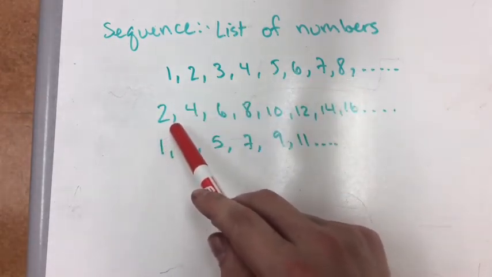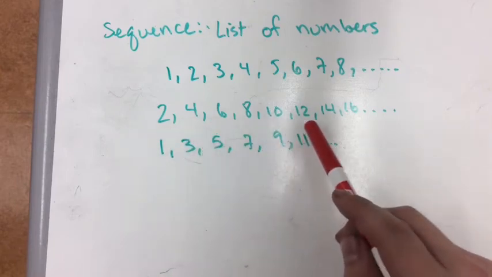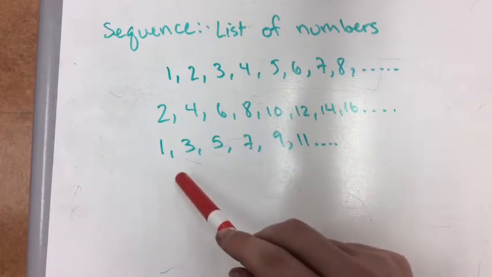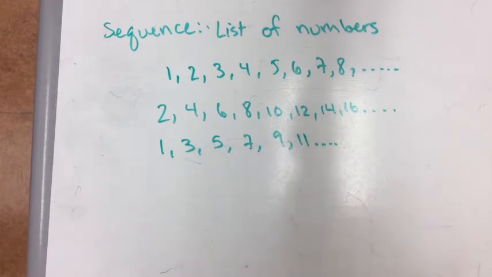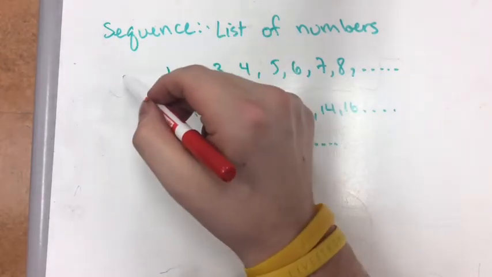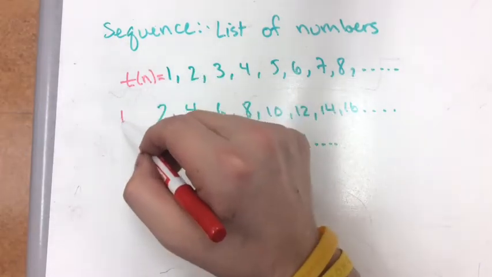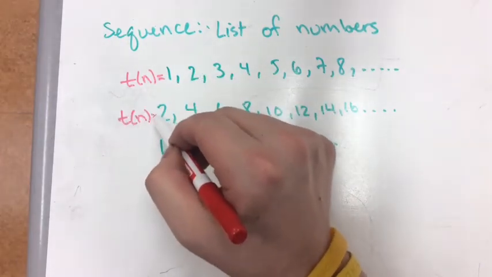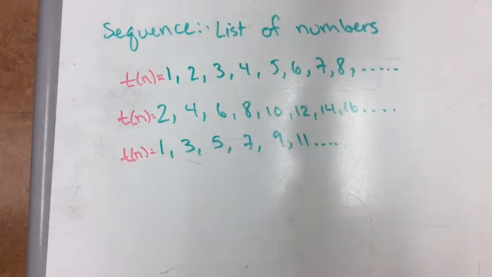Then, of course, we have a list of even numbers: 2, 4, 6, 8, 10, 12, 14, 16. And then odd numbers, which is 1, 3, 5, 7, 9, 11. The way this works is that these lists are actually functions, in which we can generate a formula for each of these sequences. And I'm going to show you how to do that.